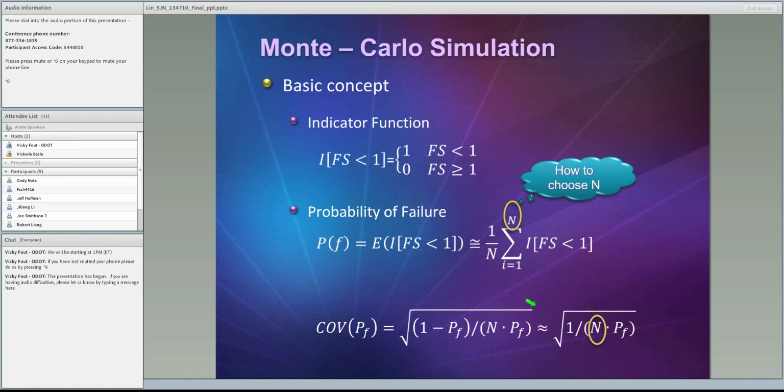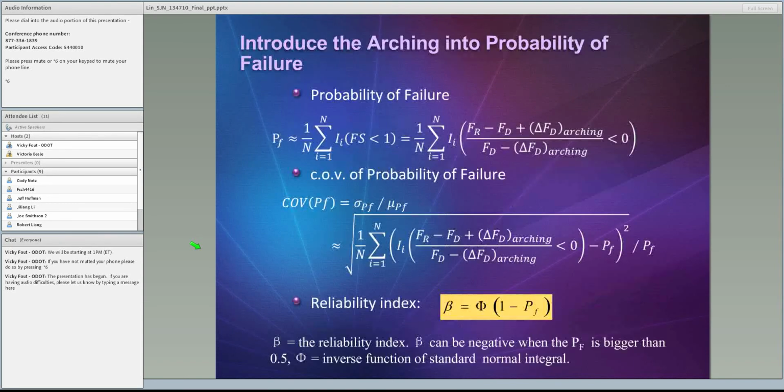So when we introduce the arching theory into the probability of failure, the factor of safety equals resistance over driving force minus arching. If the factor of safety minus 1 is less than 0, we can write down this equation. The corresponding coefficient of variation of the probability of failure can also be written as the standard deviation over the mean of the probability of failure, which is this equation. Finally, we can get the probability of failure value.